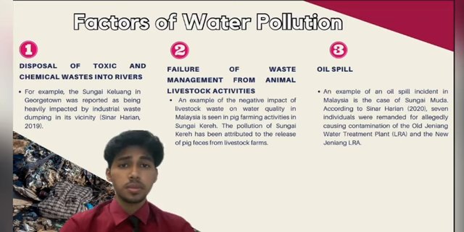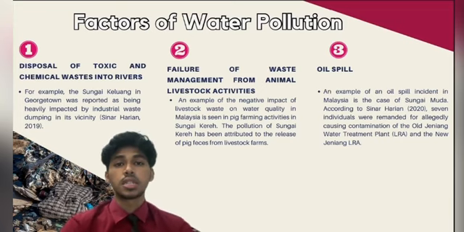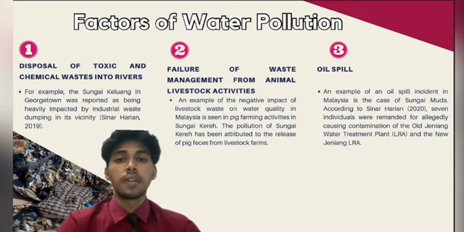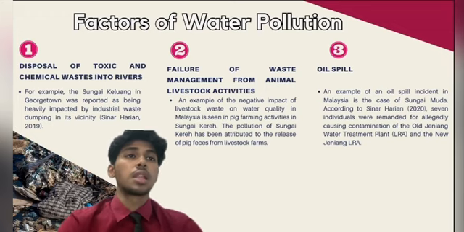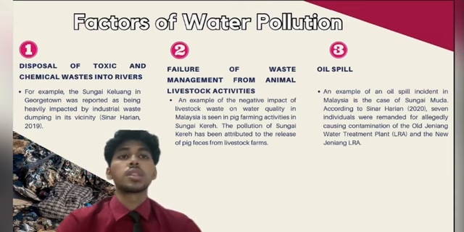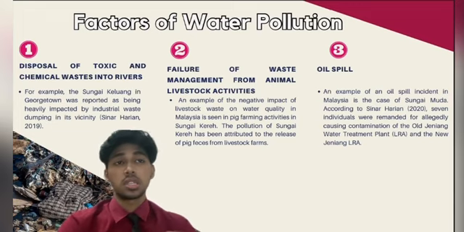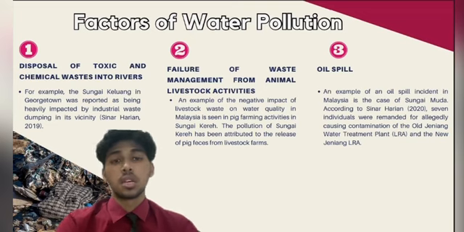For example, the Sungai Keluang in Georgetown was reported as being heavily impacted by industrial waste dumping in its vicinity. Next, the second factor is failure of water management from animals, livestock, and activities. Livestock activity in Malaysia is a significant source of river pollution due to inadequate waste management. Livestock operations produce solid waste, liquid waste, and other waste, all of which can contaminate rivers and affect the water quality.